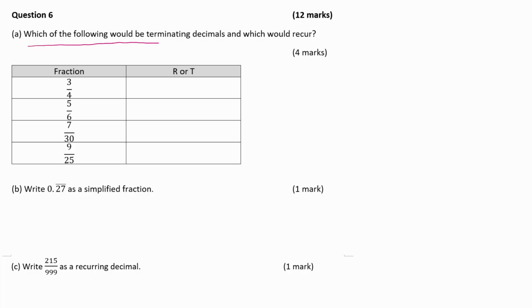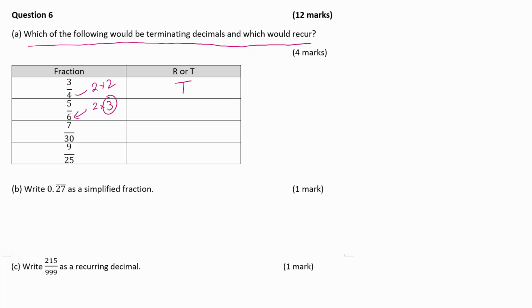Which of the following would be terminating decimals and which would recur? Now remember, we're looking in the denominator for any primes that are not just 2s or 5s, and those ones will recur. So if we look at 3/4, well, 4 is 2 times 2. So there's no reason that that would be recurring. That one's terminating.